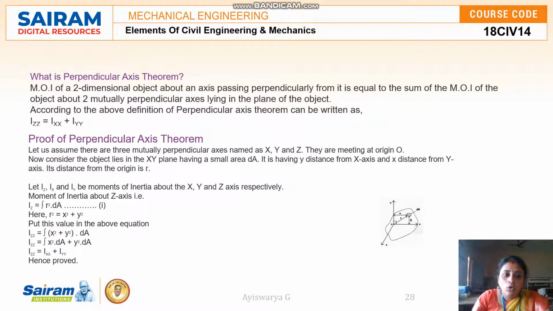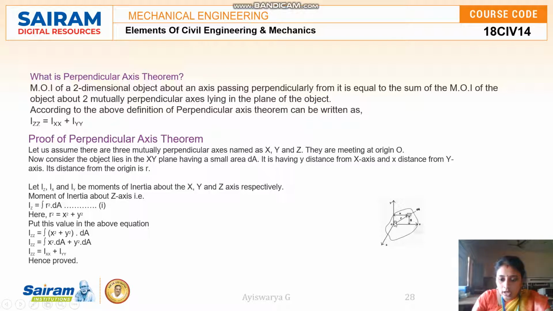Now I'm going to teach a very important theorem called the perpendicular axis theorem. Moment of inertia for a two-dimensional object about an axis passing perpendicularly is equal to the sum of moments of inertia of the object about two mutually perpendicular axes lying in the plane of the object. In the polar moment of inertia, if you have all three axes, you will get r square equal to x square plus y square. Likewise, we are going to prove it.